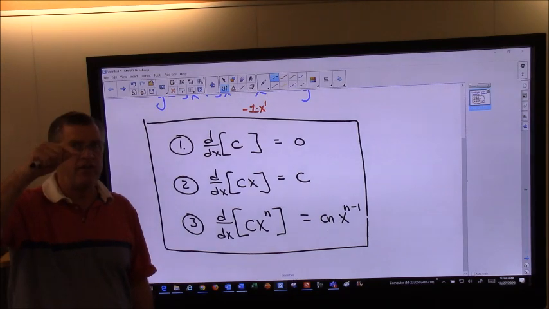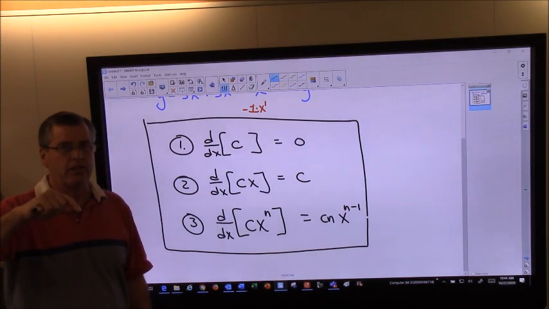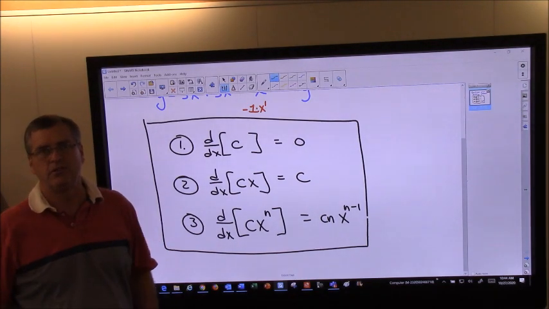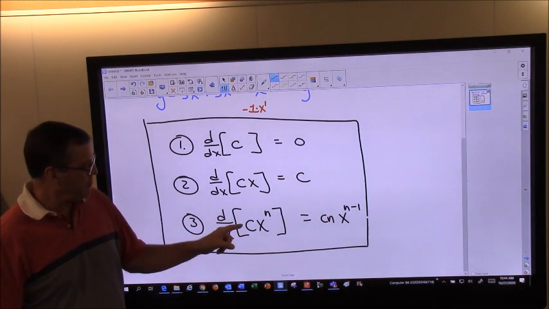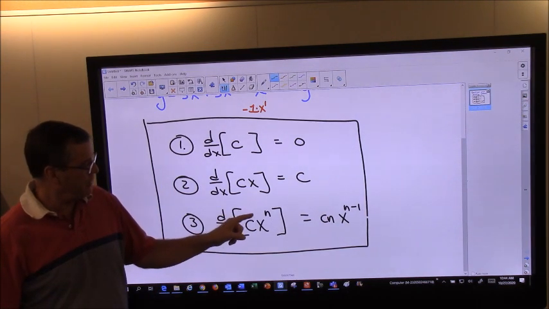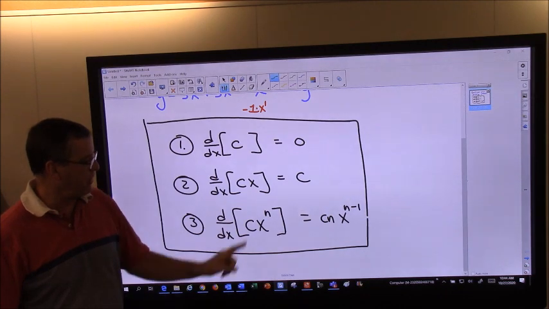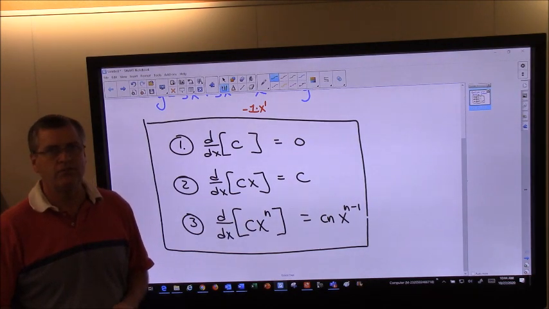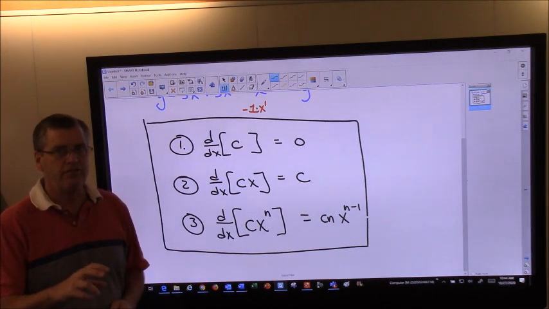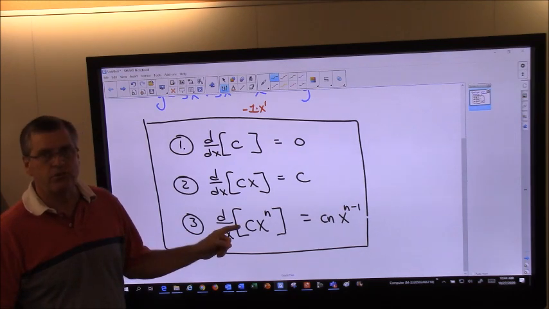Not a number divided by a variable raised to an exponent. That's a whole different problem. All right? I have to be able to write this as a number times a variable raised to an exponent. I don't care if that exponent is a fraction. I don't care if it's positive or negative, but it's got to be written this way. All right?